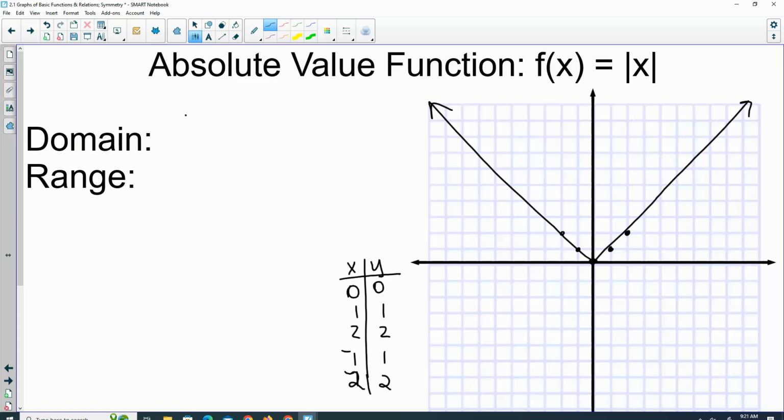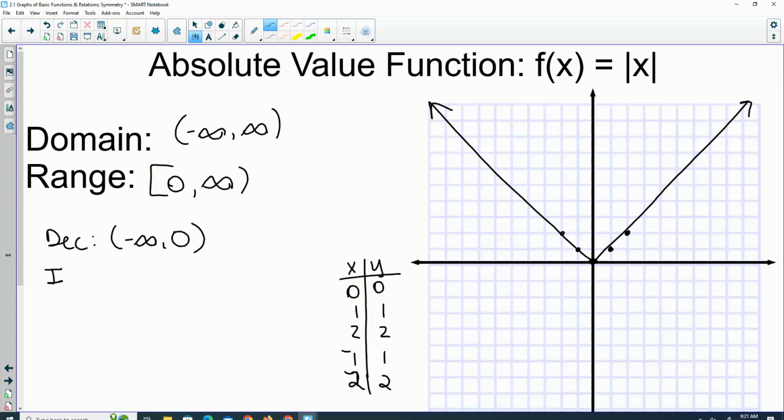What's the domain of this? And what is your range? Increasing, decreasing, constant. What does this graph do first? And then after 0, what does it do? Increases starting at 0 and going to infinity. And again, it wouldn't matter if you did a parenthesis or a bracket on the 0.